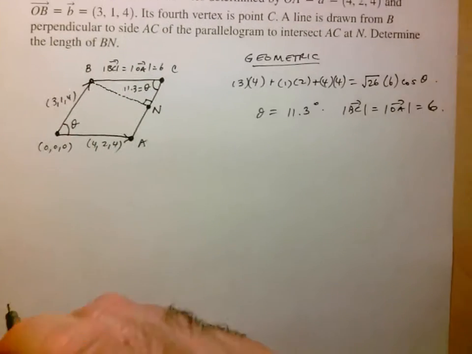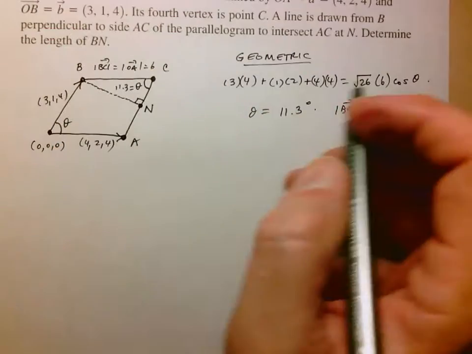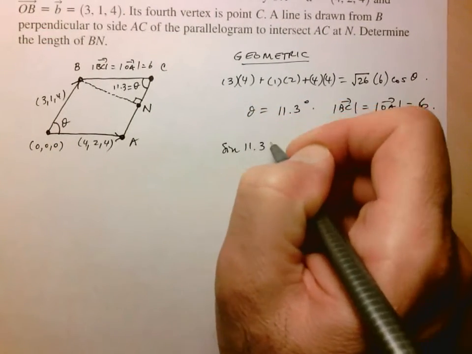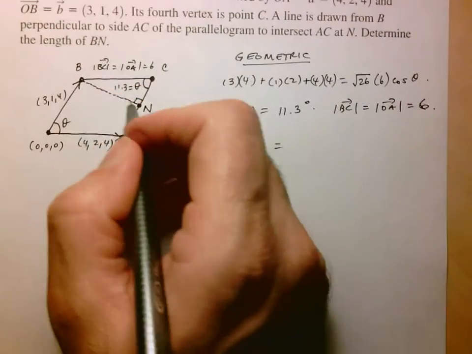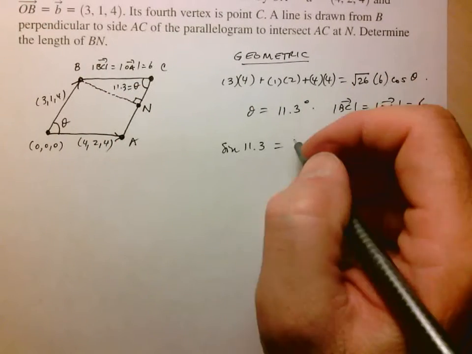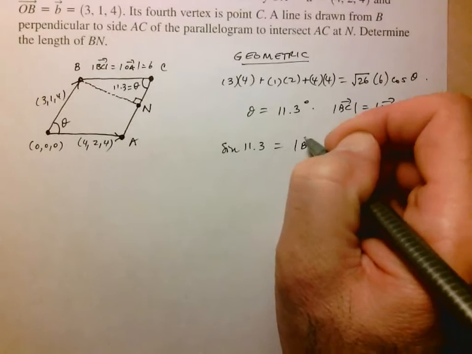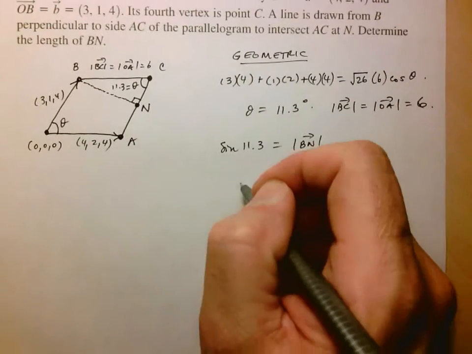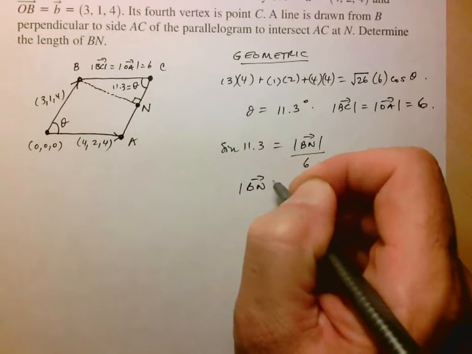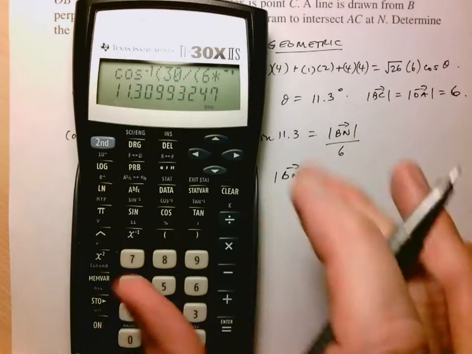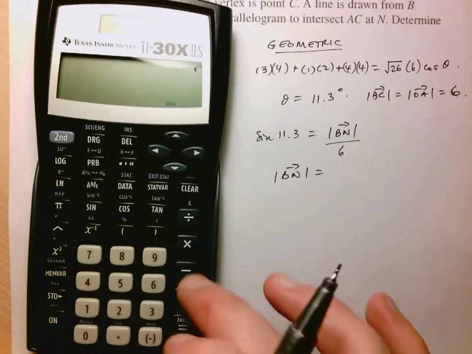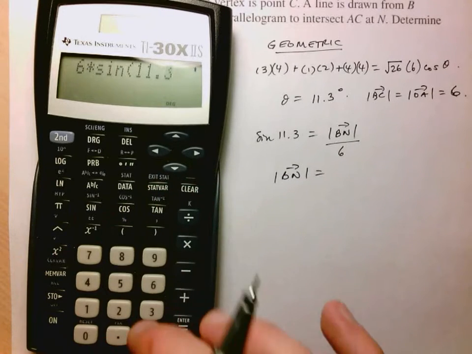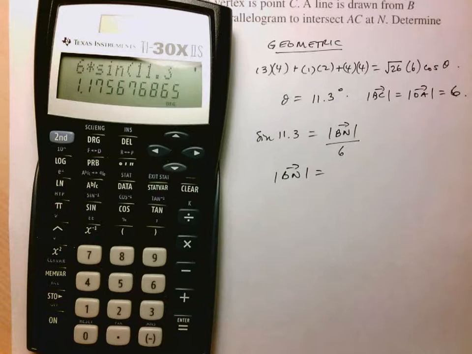And so now I can just, I guess, use sine since I'm looking for BN. So here I've got sine of 11.3 is equal to the magnitude of BN, and it doesn't matter which direction since I'm just interested in the magnitude, okay, divided by the hypotenuse, which is 6. So magnitude of BN, which is what I'm looking for, is just 6 times sine of 11.3. Okay, we get 1.18.